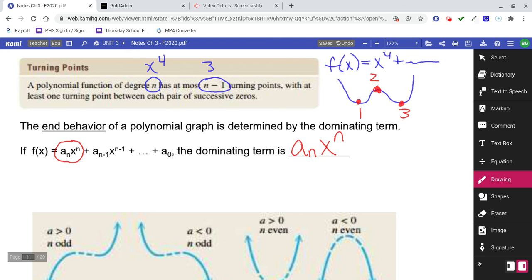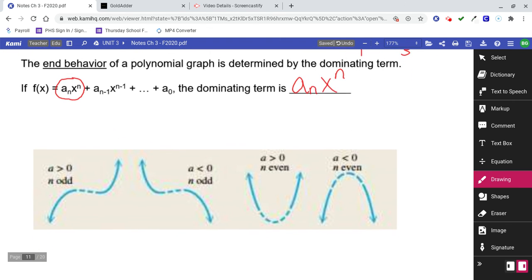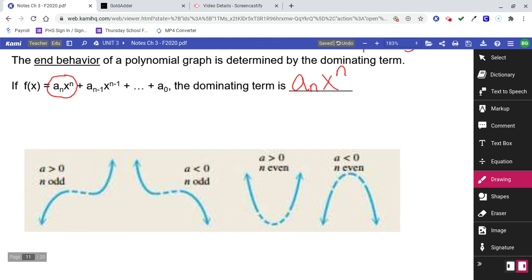So once we know the dominating term, we can determine the end behavior, and the end behavior is going to be one of these 4 pictures. You look at that first term, and let's say you have like 4x to the third. When this number is positive and the power is odd, so you've got positive and odd, we've got end behavior that looks like this. Down and up. And there's dot, dot, dot in the middle because we don't really know what happens.